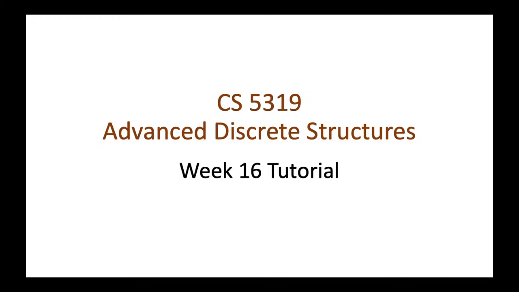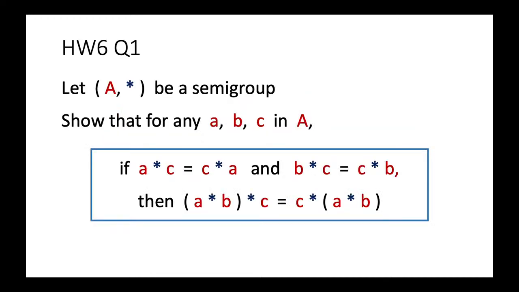Okay, so today we will talk about the solution of homework 6. Homework 6 has 5 questions. The first one is: suppose that A star is a semi-group, and we want to show that for any A, B, C in A, if A times C is equal to C times A, and B times C is equal to C times B, then we will have A times B times C is equal to C times A times B.